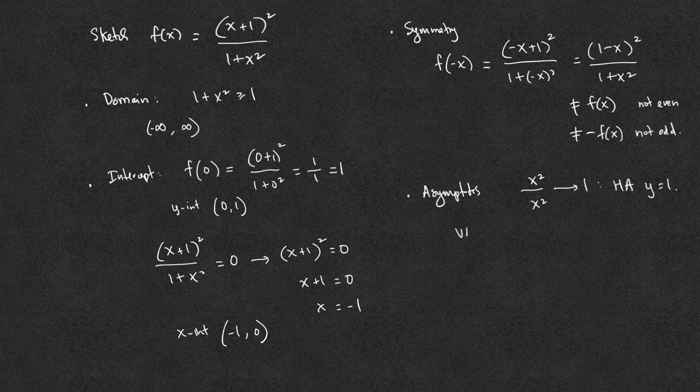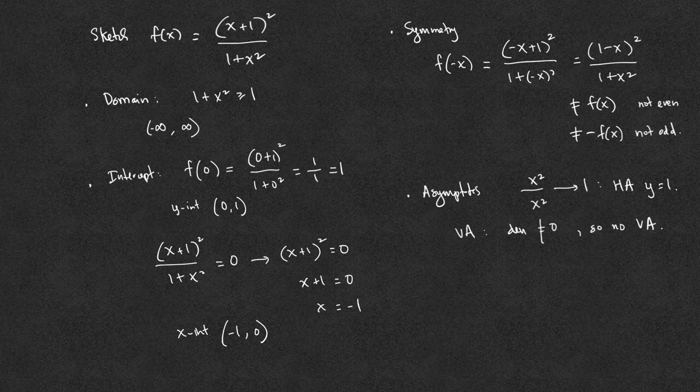For a vertical asymptote for a rational function, if we have any hope of finding one, we would need the denominator to equal 0. But in this case, the denominator is not 0, so we do not have any vertical asymptote. We only found one horizontal asymptote.